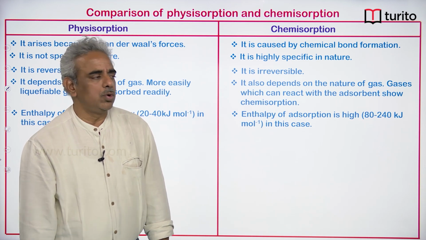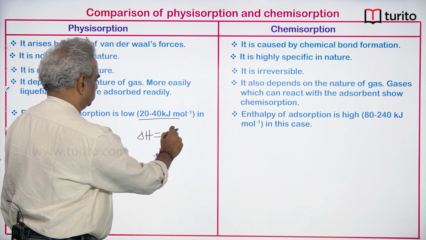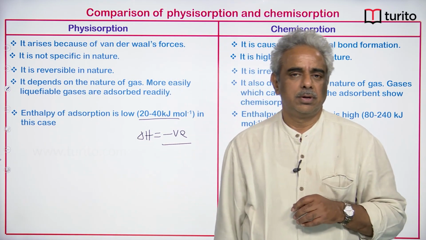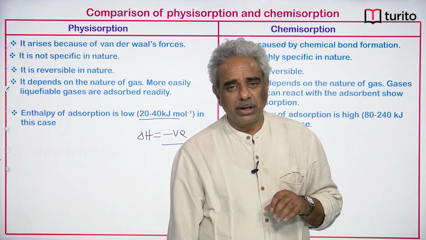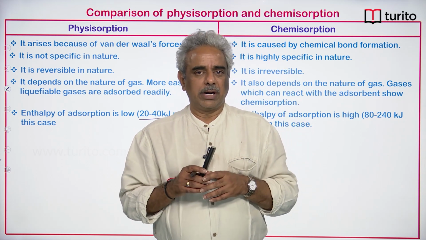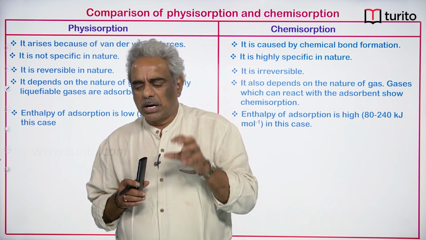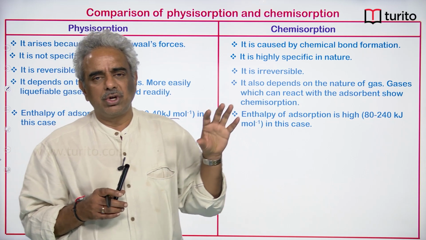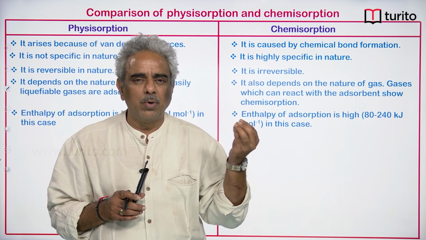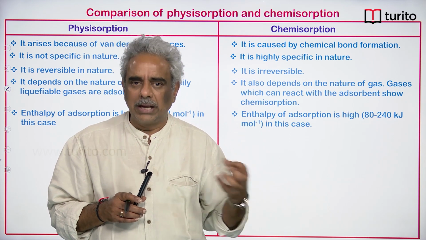So, delta H value is low, 20 to 40 kilojoules of heat is lost during adsorption of gas molecules on a solid surface, because it is van der Waals force of attraction. Van der Waals force of attraction leads to loss of energy to a less extent. So, hardly, if 1 mole of a gas is adsorbed, whatsoever may be the gas, the energy varies between 20 kilojoules to 40 kilojoules per mole. It shows that adsorption is very weak, van der Waals force is weak.